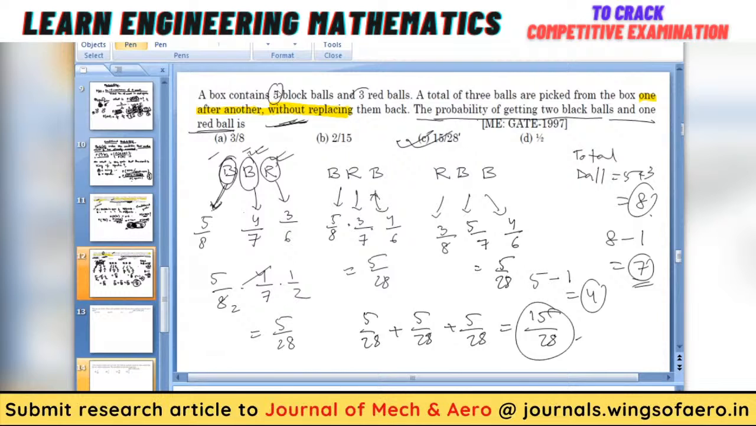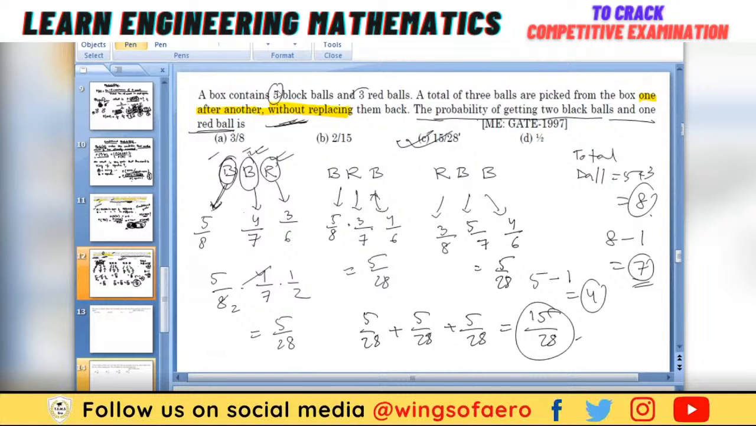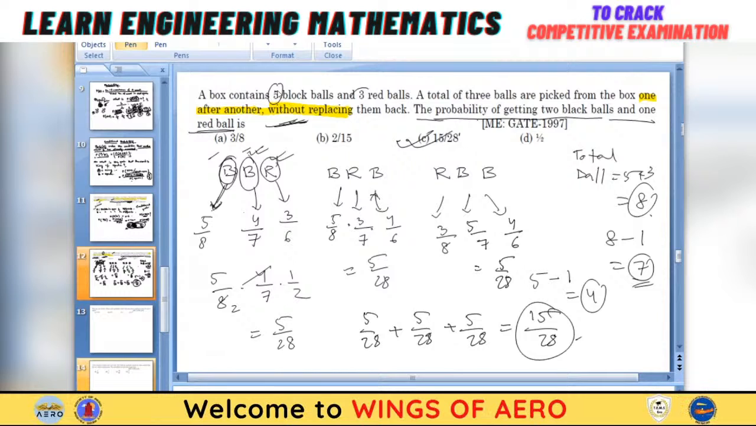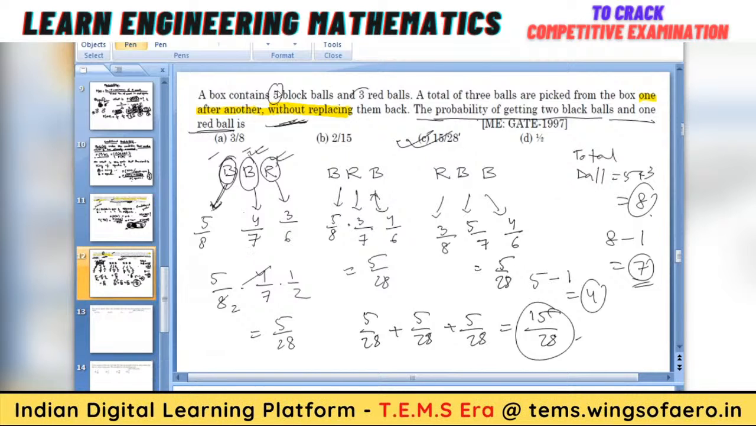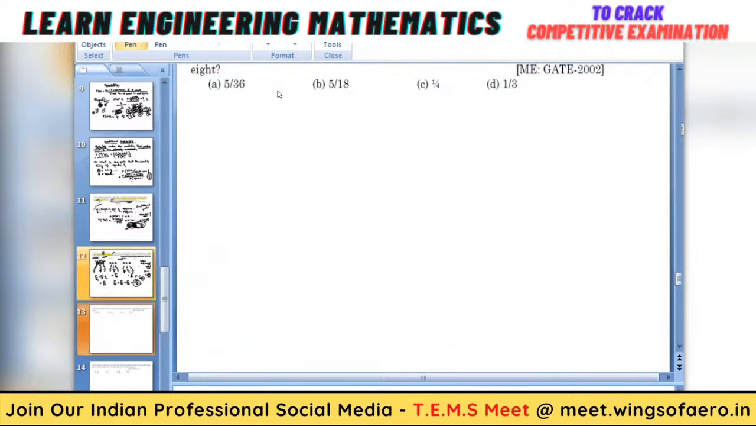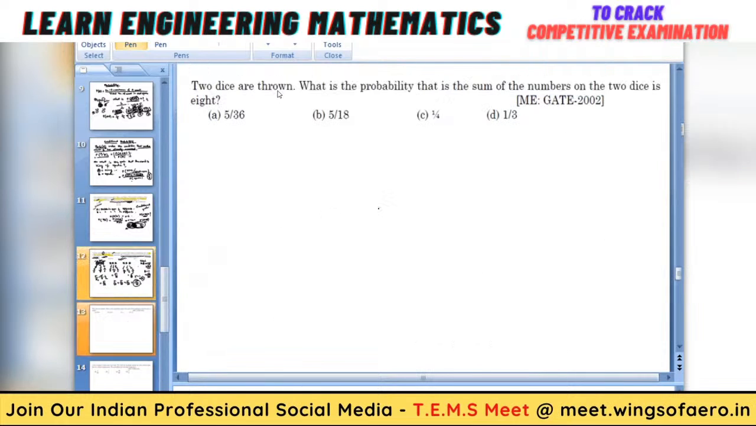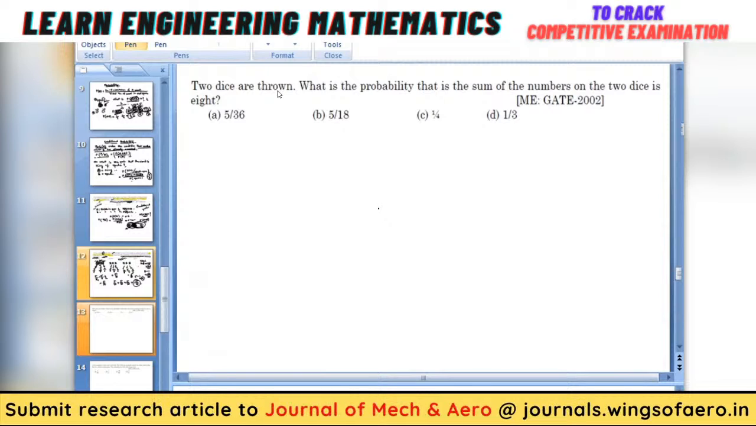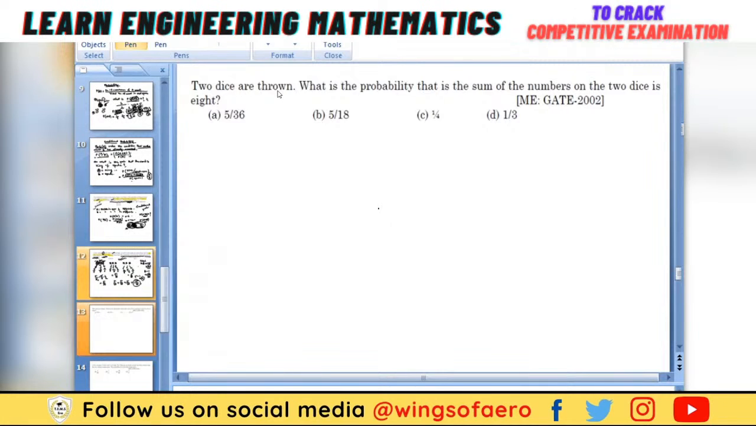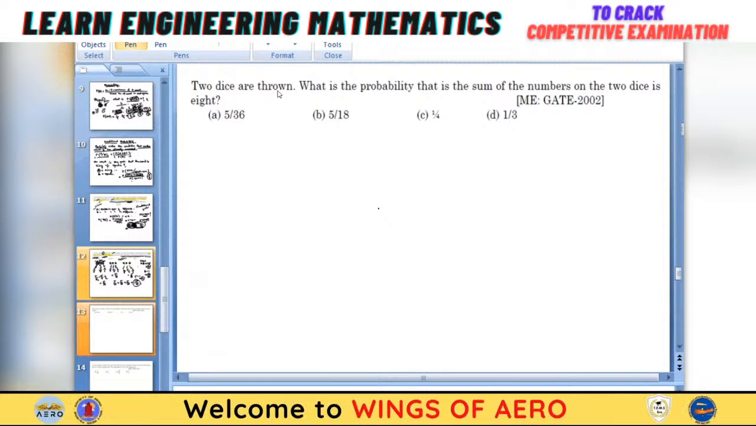Okay, anybody has any doubt? The matter is simple, but you have to think a little bit. Next, two dice are thrown. What is the probability that the sum of the numbers on the two dice is 8?